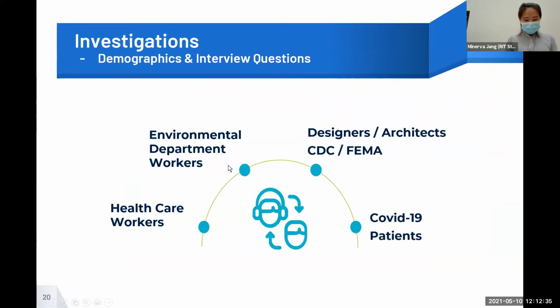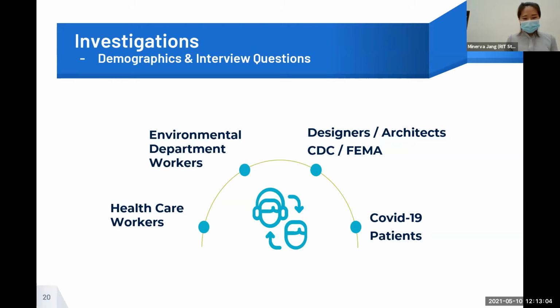The second group is environmental department workers who worked at the hospitals in New York City during the peak of COVID-19. The third is designers, architects, and essential workers from CDC and FEMA who participated in designing alternate care sites in New York City during the peak of COVID-19. And the last group is the patients who were sick from COVID-19 and were suggested to go to alternate care sites in New York City. The interviews were conducted through virtual meetings, conference platforms, and phone calls.